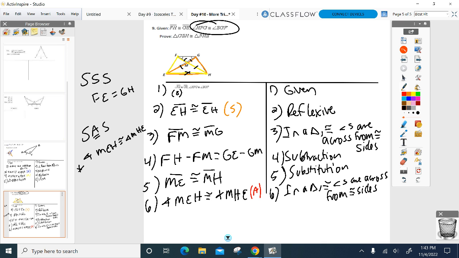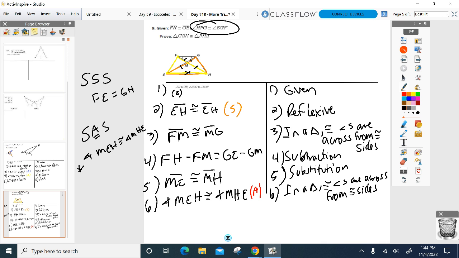All right. I also want to talk about how I get FE and GH congruent to do side, side, side, because I want to give you a little taste of where we're going on Monday with the toughest proofs we've done to date. How can I get those two sides congruent? All right, forget my step 6. So I just proved ME congruent to MH by subtraction and substitution.